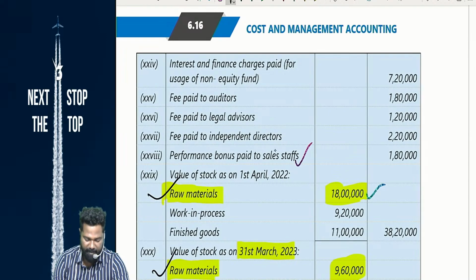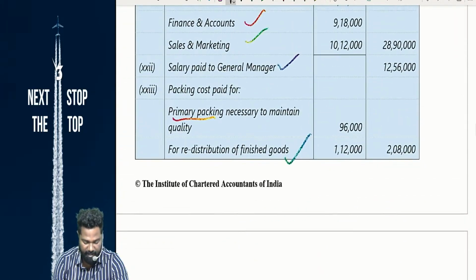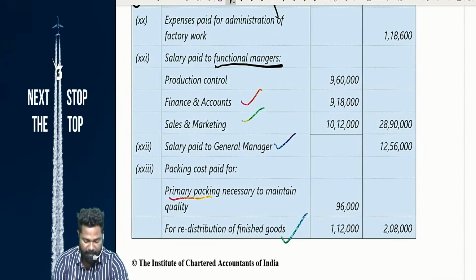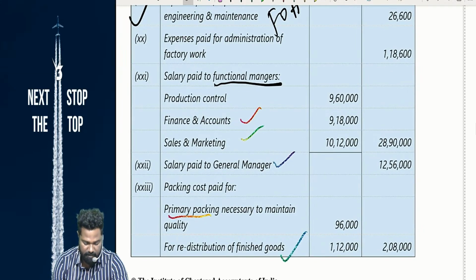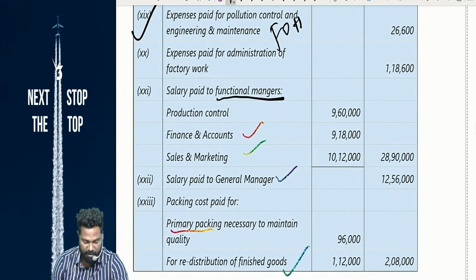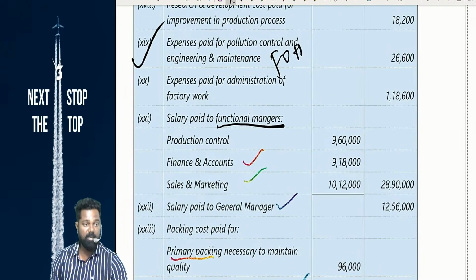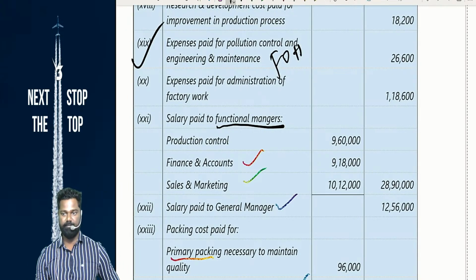Okay. Fees paid to independent directors will not come. Legal advisor will not come. Interest and finance charges will not come here in FOH. Primary packing is not the place to take. Salary paid to general manager does not take. Finance and accounts, what is it? Salary paid to functional manager, production control, finance and accounts, sales marketing. Production control means administrative overheads relating to production.